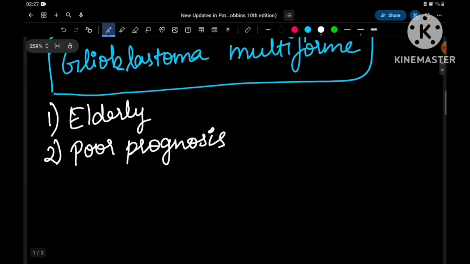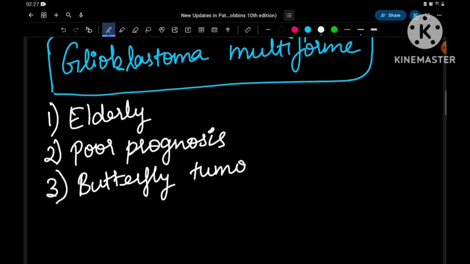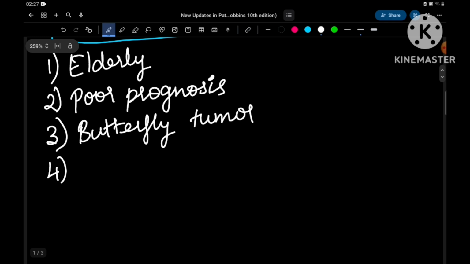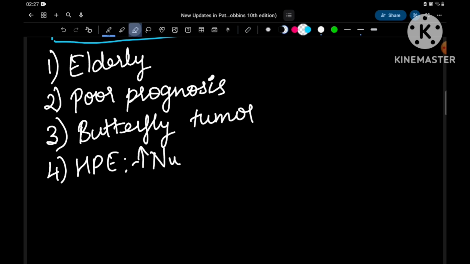Next, it is also known as, or called, the butterfly tumor. In histopathological examination, HPE, you might see increased, or high, nuclear pleomorphism.